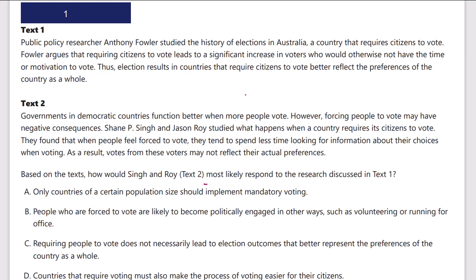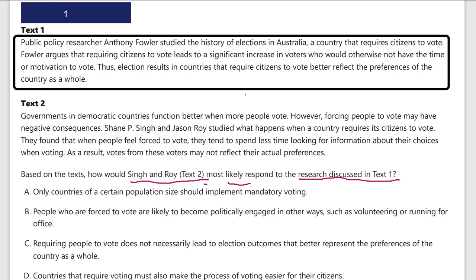Okay, I've got a cross-text connection or a paired passage. And the first thing I want to do is read exactly what the question is asking, because there are a couple different presentations. In this case, Singh and Roy, text 2, most likely respond to the research discussed in text 1. So basically I want the broad idea of text 2, what they would think of text 1.